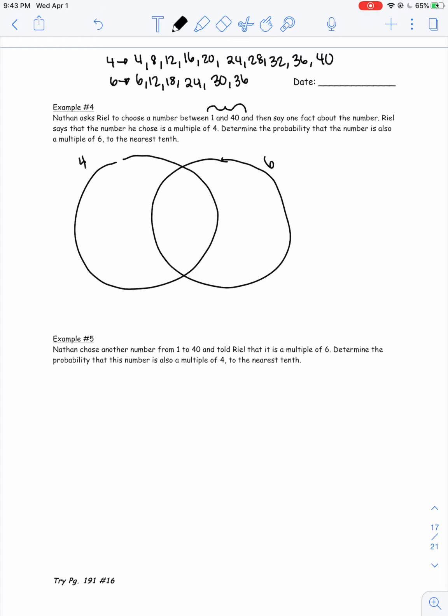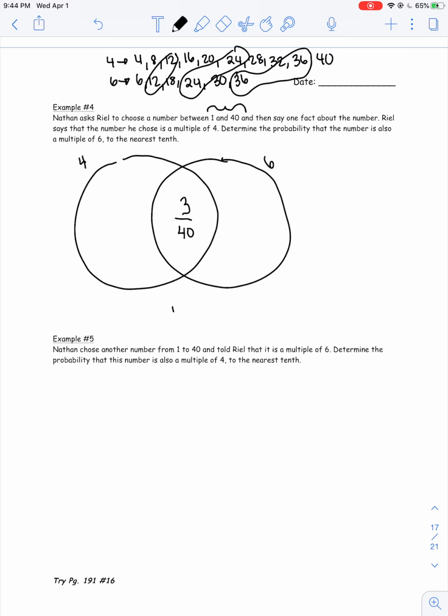Now, which ones are both? That would be the intersection. So we're going to write these as probability. All these answers should be out of 40 if you're doing this properly. So we know that these are the intersection numbers, the numbers that they both have in common. Okay, so there are 3 out of 40 numbers that occur for both situations.